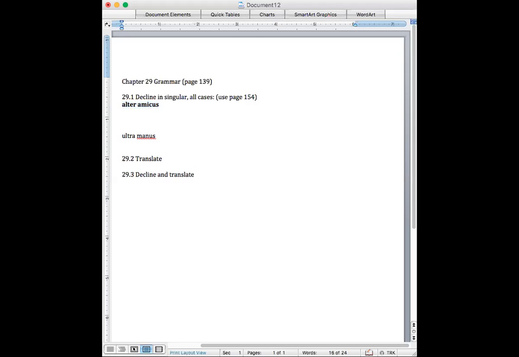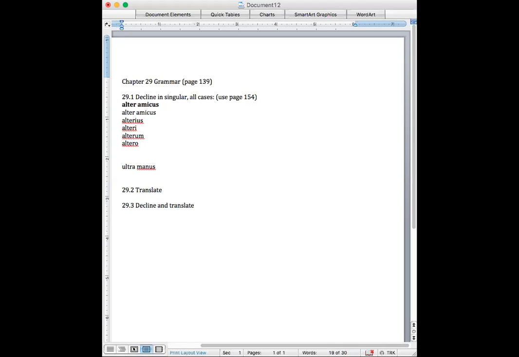Okay, computer's being a little slow. So we have alter in the nominative singular. The genitive singular is alterius. The dative singular is alteri. Accusative singular is alterum. And the ablative singular is altero. Now, these are all the masculine endings, because amicus is masculine, right? So they need to agree in case, number, and gender. So alter amicus is our nominative singular.